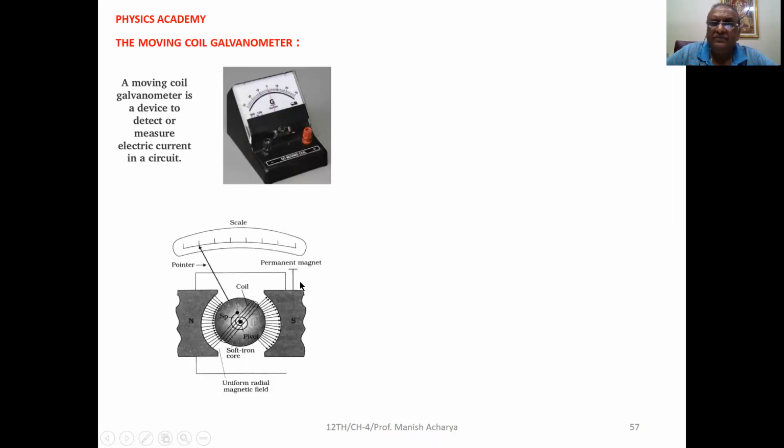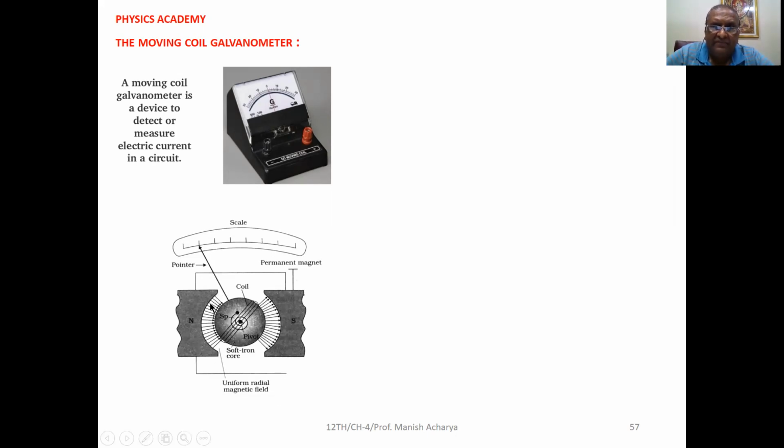So in the moving coil galvanometer, the principle on which it works is the torque acting on the current carrying coil when it is placed in a uniform magnetic field. On that principle this works. Clear? We already studied in the theory that when any current carrying coil is placed in a magnetic field, a torque acts on it, and due to that it will be rotated.